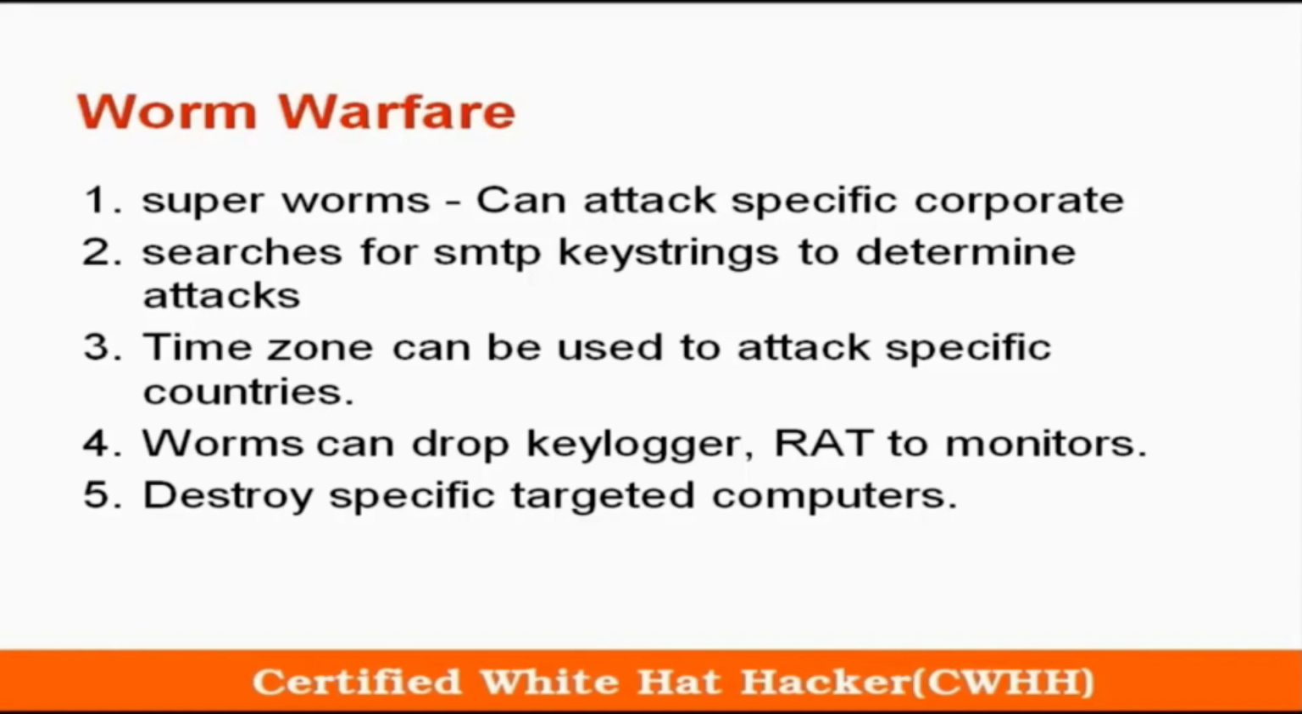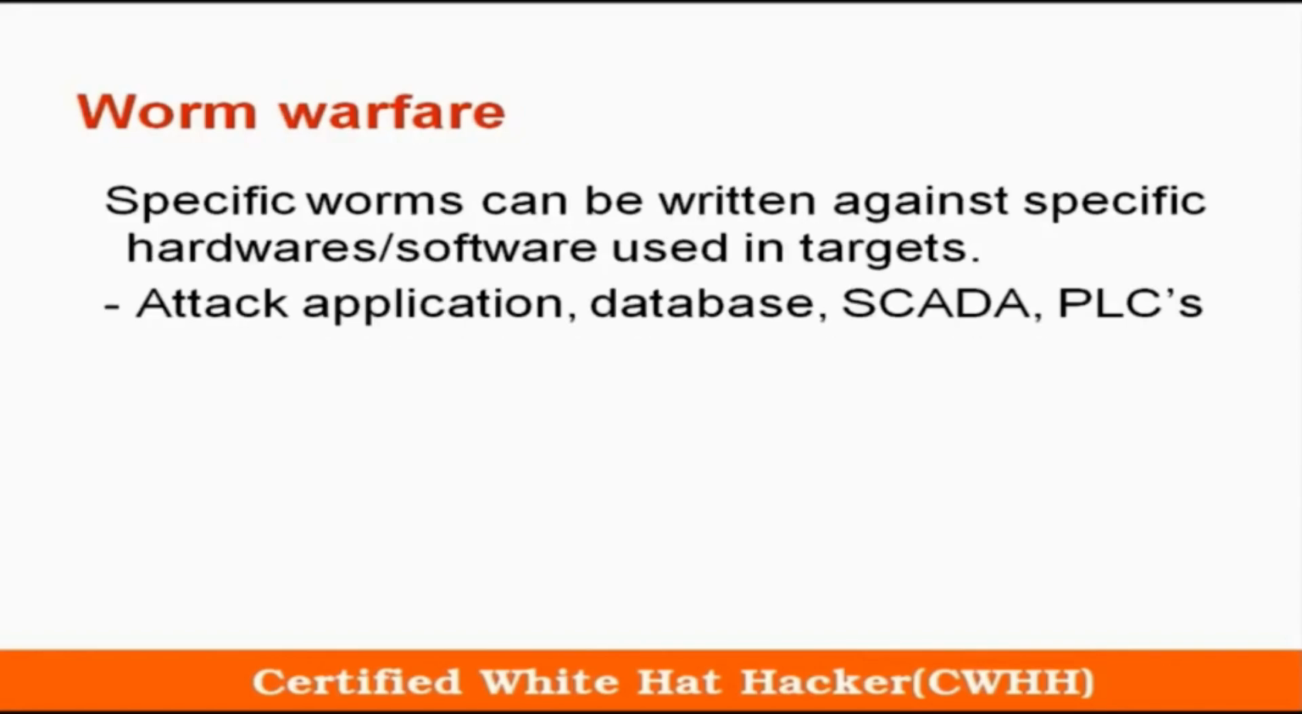Worms can do a lot more after they've gotten inside a computer. They can drop a keylogger or a RAT to monitor the user, and they can be made such that they only destroy specific targeted computers. A very famous example of this is the Stuxnet worm, and some of the worms can be written for specific hardware and software, different types of applications and different databases, SCADA systems, PLC systems, and a lot more.